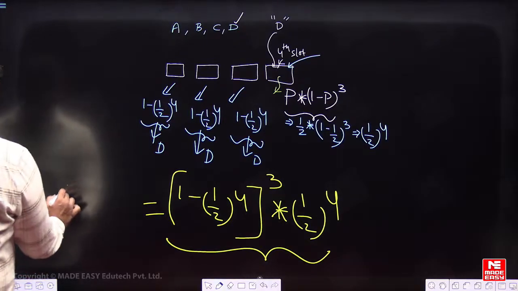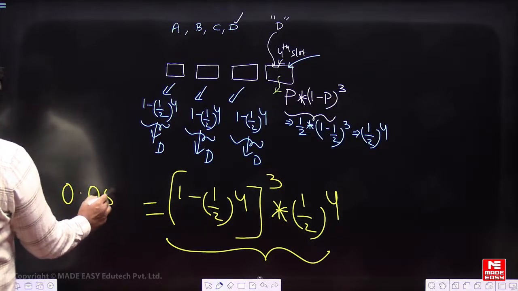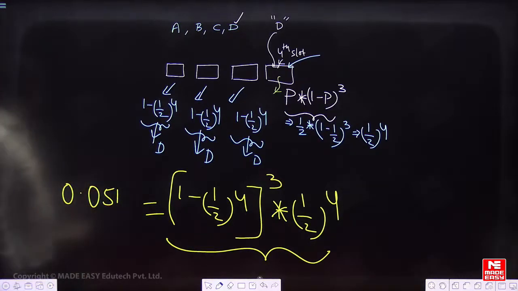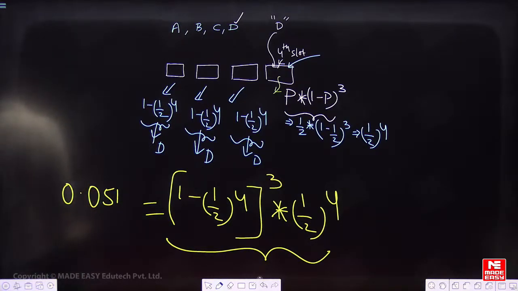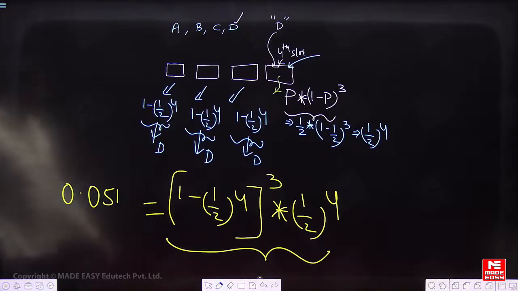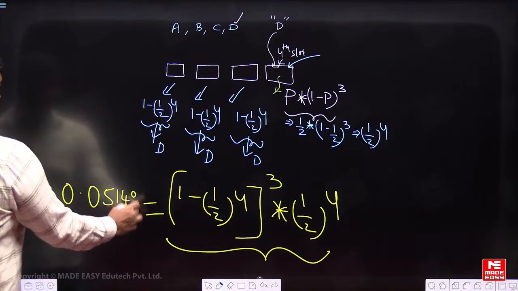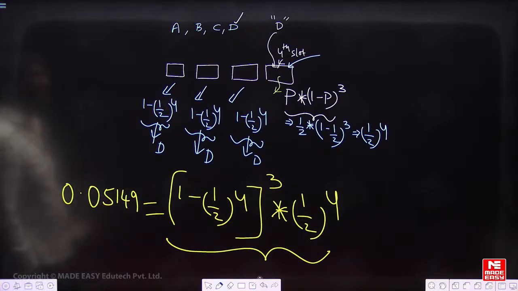You will get 0.051. Please calculate, you will get the answer. 49, okay, like this. You can take up to 2 decimals, this is the value you are going to get.